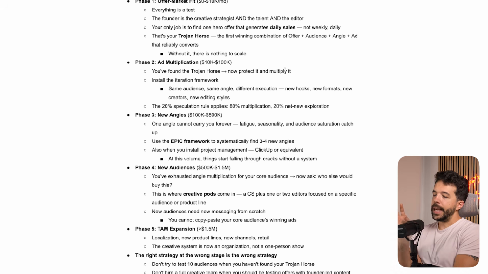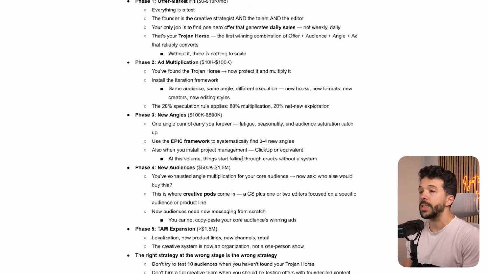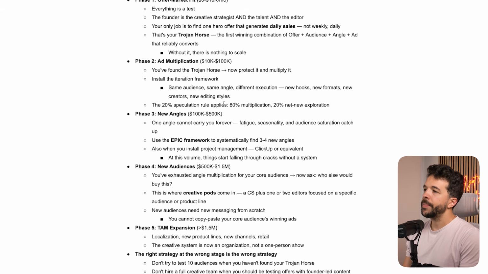What I have always seen in 100% of the accounts that we scaled is that this is the right progression. It might not be at 10 to 100. It might not be at 100 to 500. It might not be at 500 to 1.5. But this is the progression. This is what you want to focus at each one of the phases as you're scaling. So this is how we look at it. And again, 100% of the cases, this is where I've seen it, how I've seen it evolve.